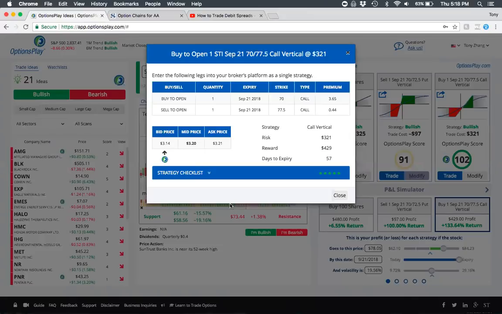Is there a way to find debit spreads with smaller capital outlays? It's simply doing it on lower price stocks. The lower the price of the stock, the lower the price of that debit spread. So if you're doing some scans, maybe limit your scans so you're not looking at stock prices above $100. That might be one way to find trades with smaller debit spreads.